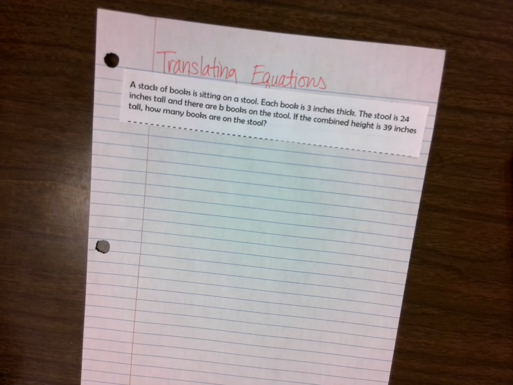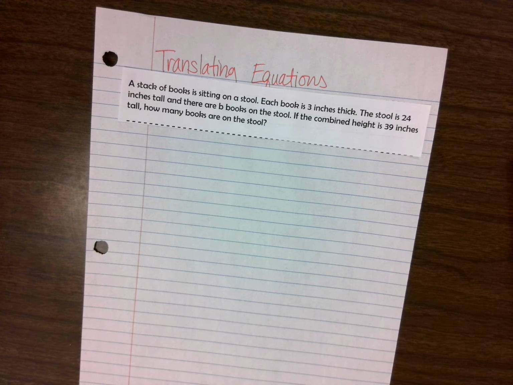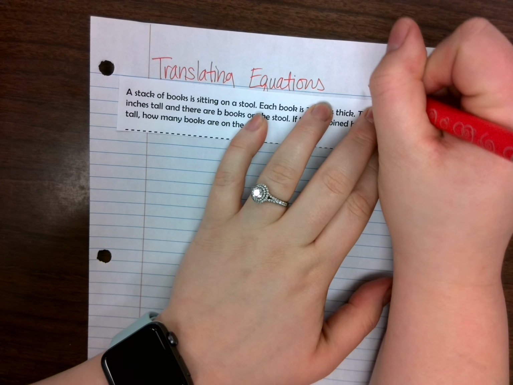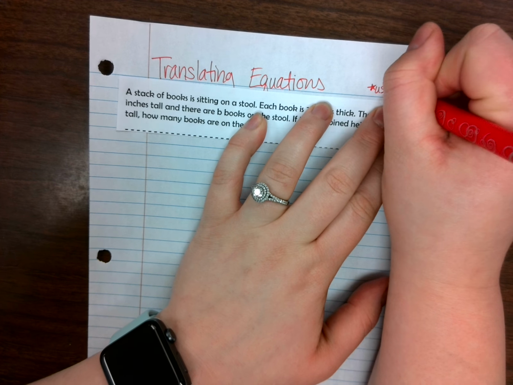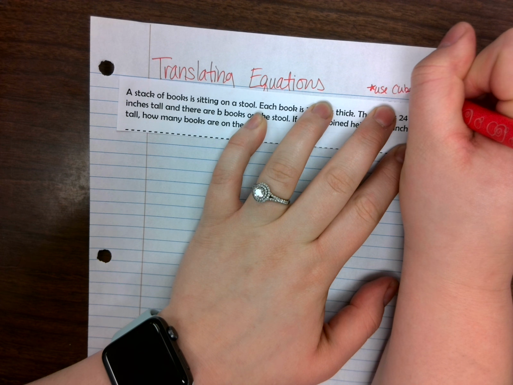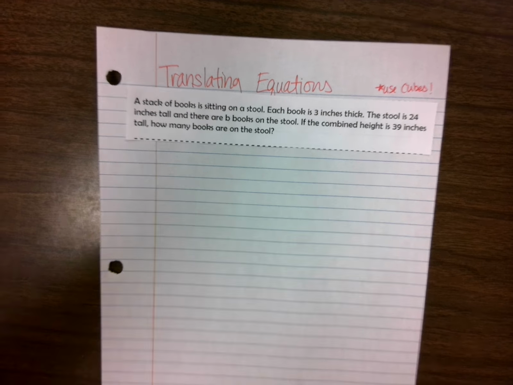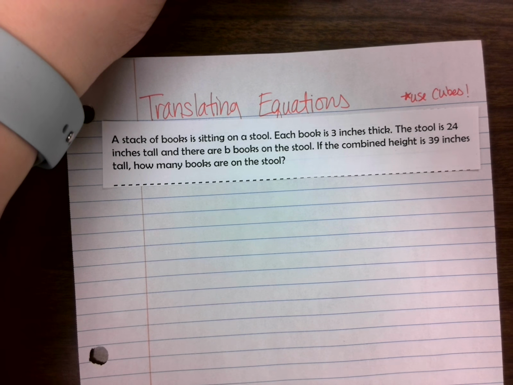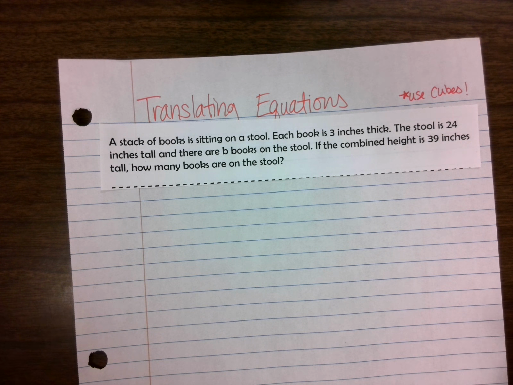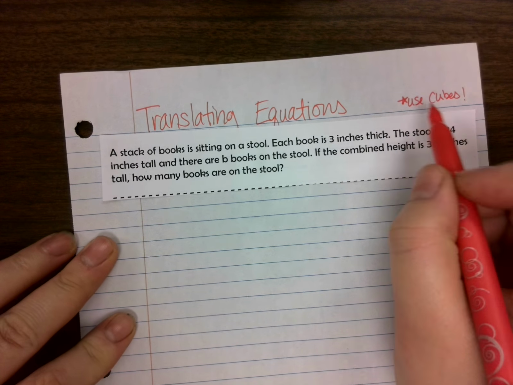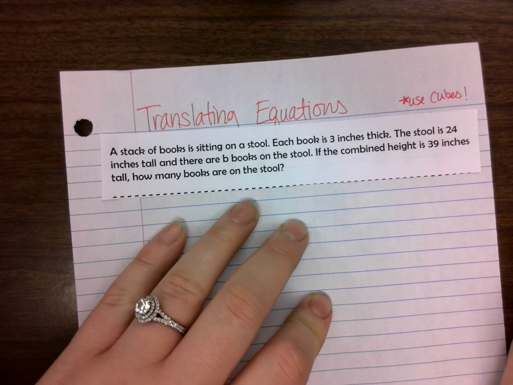We're going to go through and solve two together, and then you're going to try the third one on your own. So when we're translating equations, it's really helpful if we use CUBES. CUBES is going to help us pick out important information to help us solve the problem. So, C: we want to circle important numbers.